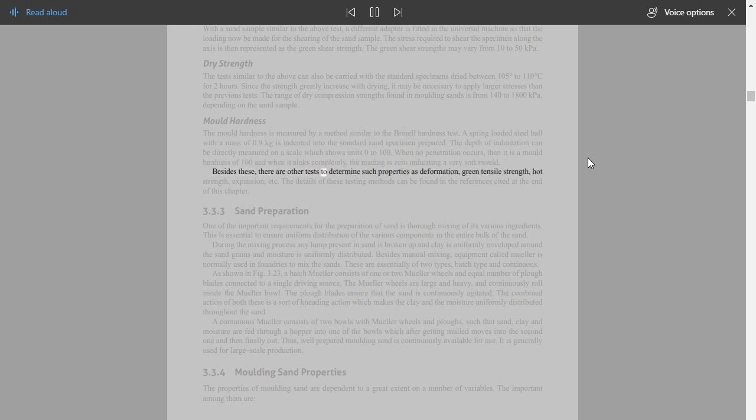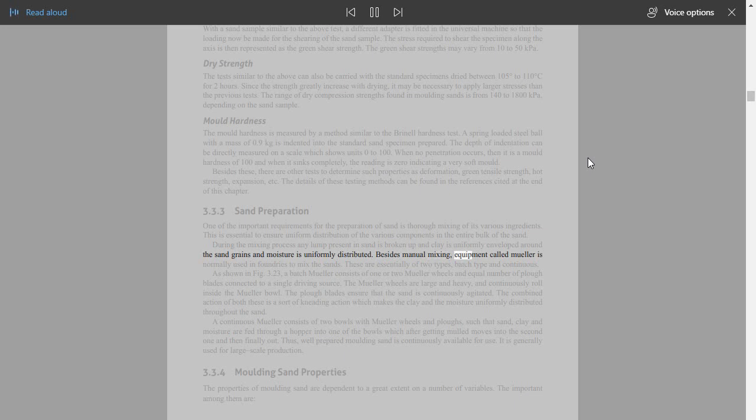Besides these, there are other tests to determine such properties as deformation, green tensile strength, hot strength, expansion, etc. The details of these testing methods can be found in the references cited at the end of this chapter. 3.3.3 Sand preparation. One of the important requirements for the preparation of sand is thorough mixing of its various ingredients. This is essential to ensure uniform distribution of the various components in the entire bulk of the sand. During the mixing process, any lump present in sand is broken up, clay is uniformly enveloped around the sand grains, and moisture is uniformly distributed.